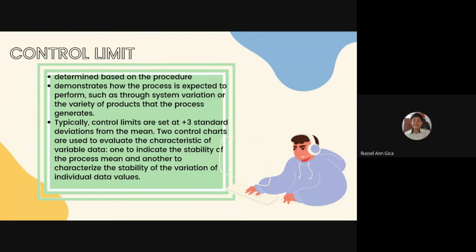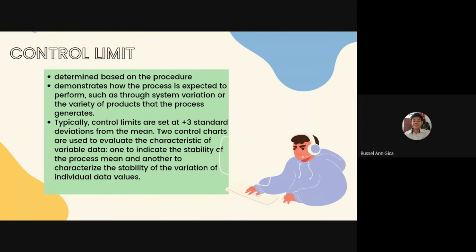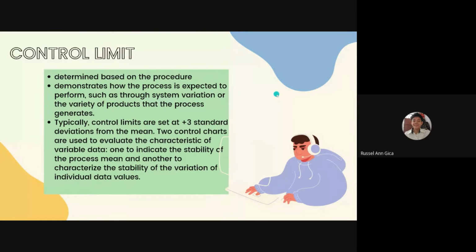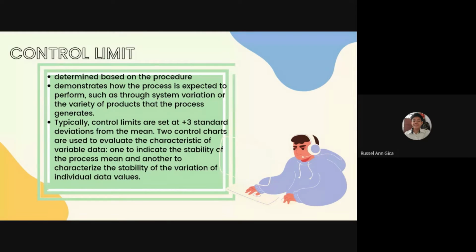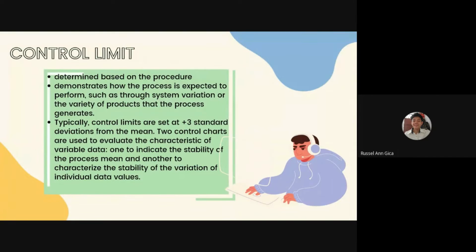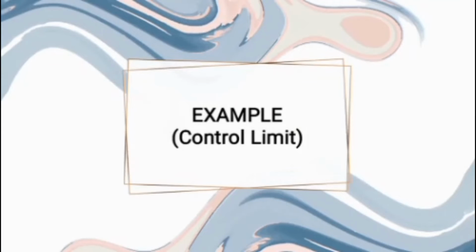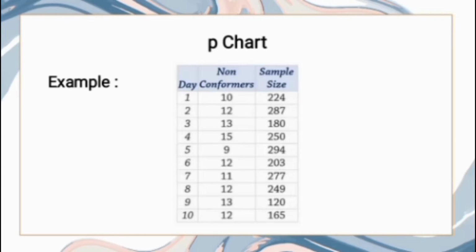Two control charts are used to evaluate the characteristic of variable data. One indicates the stability of the process mean and another characterizes the stability of variation of individual data values. Next, an example of control limit. This is our first example, which is the P chart. So here's the example of the table.